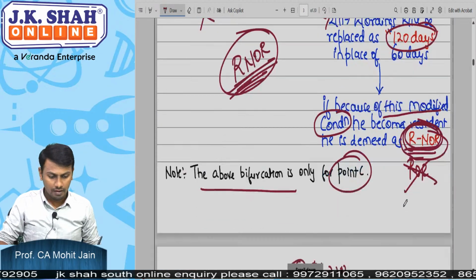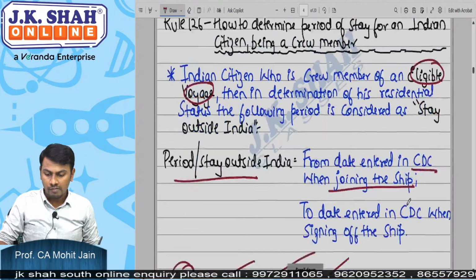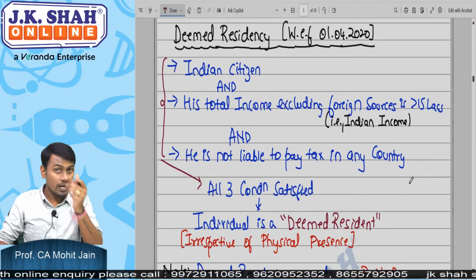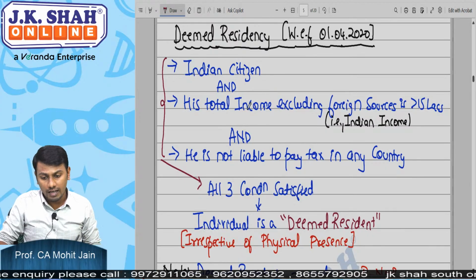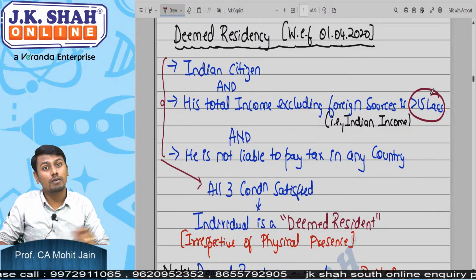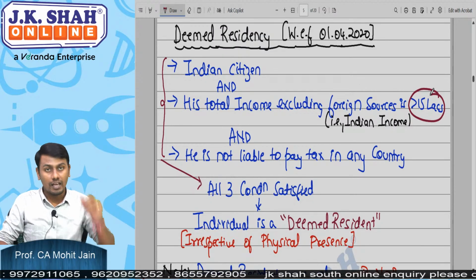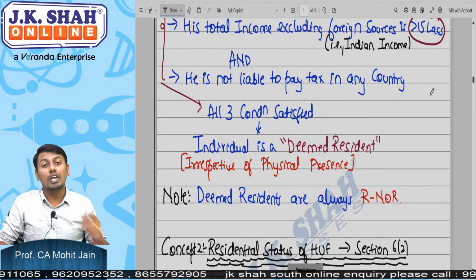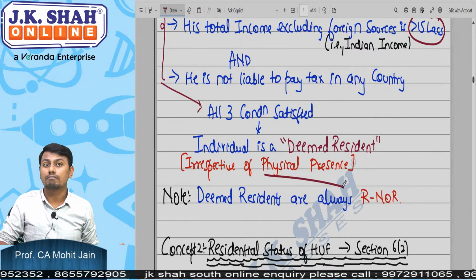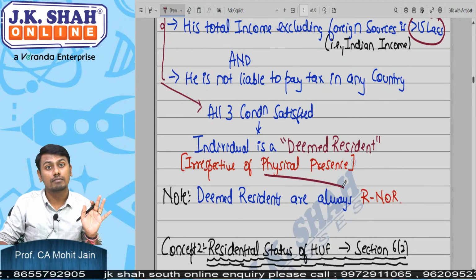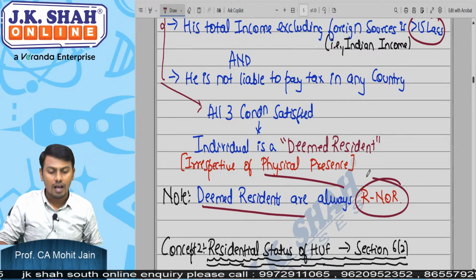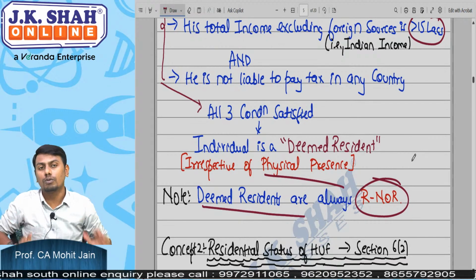So what did we learn here? Deemed residency. If you are an Indian citizen, and your total income excluding foreign sources is more than 15 lakhs, and you are not liable to pay tax in any country, and all three conditions are satisfied, the individual will be called a deemed resident irrespective of where he is staying. He might not be there in India even for a single day, still he will be called a deemed resident, and deemed residents are directly called RNOR. Detailed explanation when I do scope of income tomorrow.